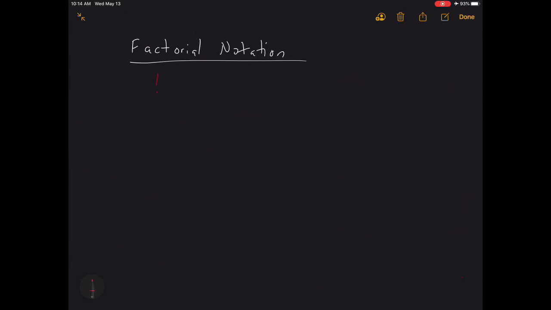So if you see that within math, it's telling you to do something to whatever they're giving you. So for example, if I was to give you n factorial, and that's exactly how it's read, n factorial. Well, what that means is a factorial notation means you're going to take the number that you're given and multiply it by every whole number all the way down to 1. So let's actually do this with a number first. Then we'll come back to the n factorial part so you can see how this works.